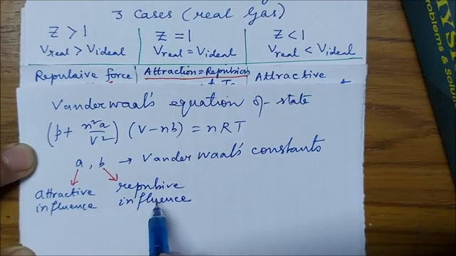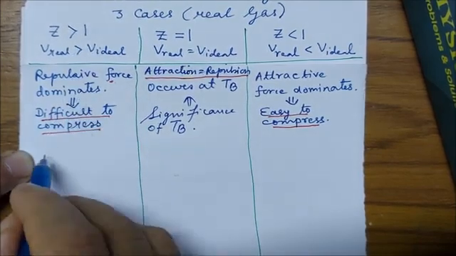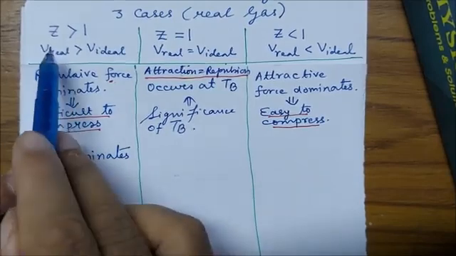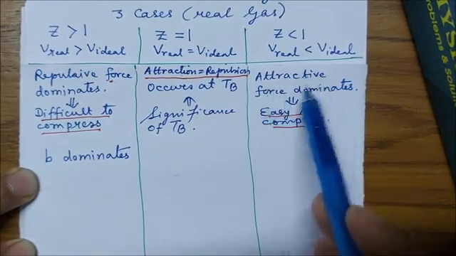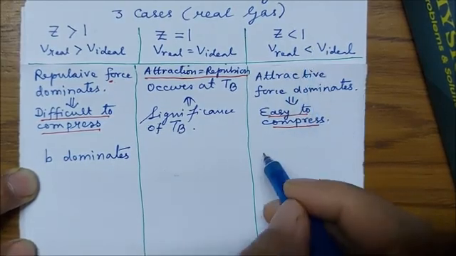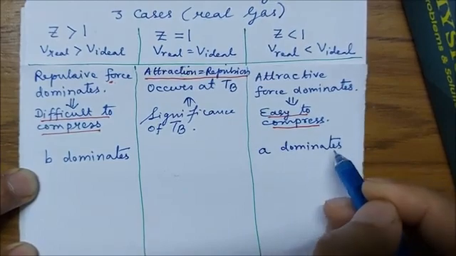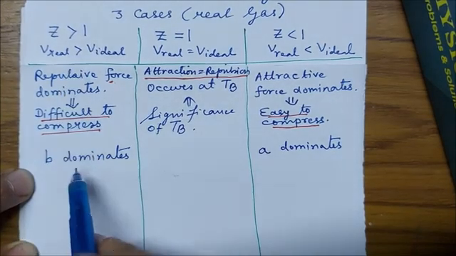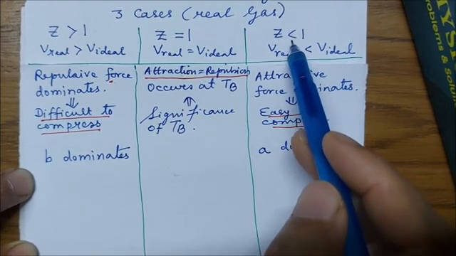And let us combine these facts. Since for Z greater than 1, repulsive force dominates, it follows that the van der Waals constant B dominates for Z greater than 1 situation, and for Z less than 1 case, attractive force dominates, which means in this situation van der Waals constant A dominates. So it is the influence of B that dictates everything in this region, while it is the influence of A that controls the behavior of the real gas in this region.